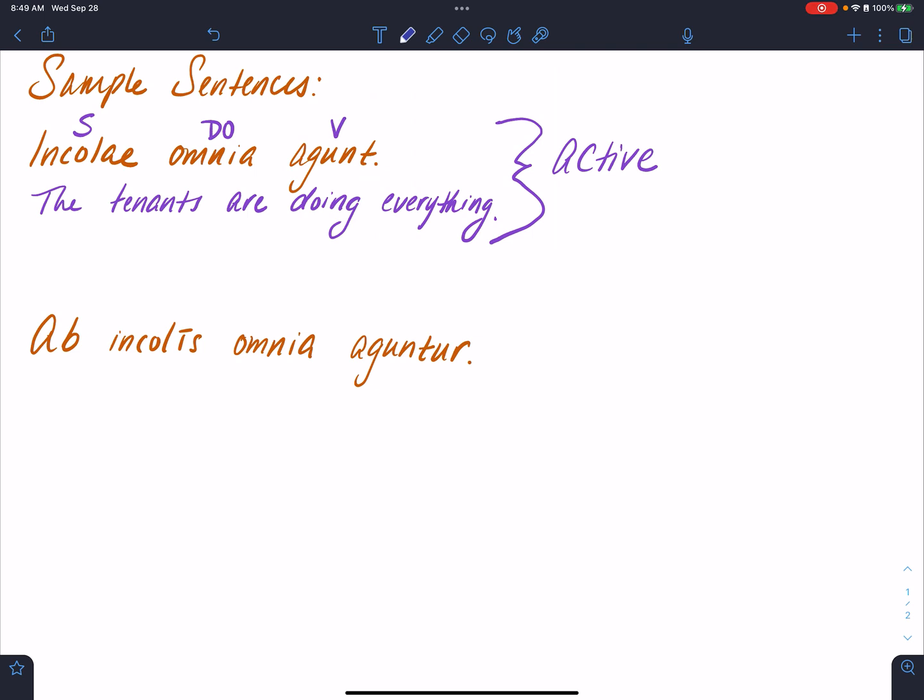Where is my verb here? Aguntur, yeah. But wait a second. That ending looks super funky, doesn't it? That doesn't look like an ending we've seen before. Does it? Okay. A or ab, this word at the front here. What is that? What part of speech is ab? It's a preposition. And what typically follows a preposition?